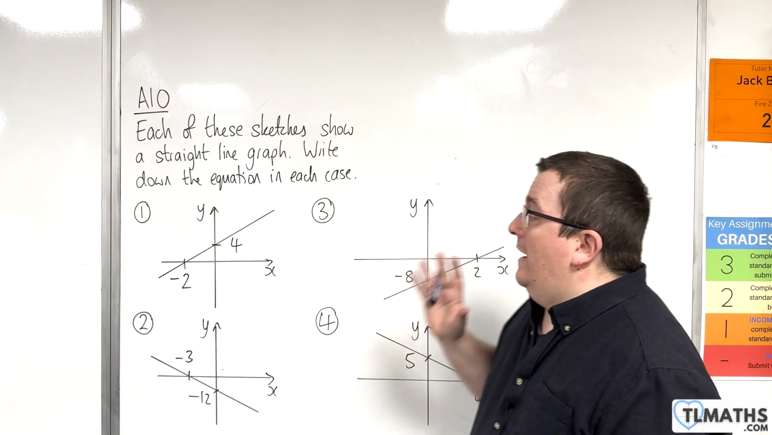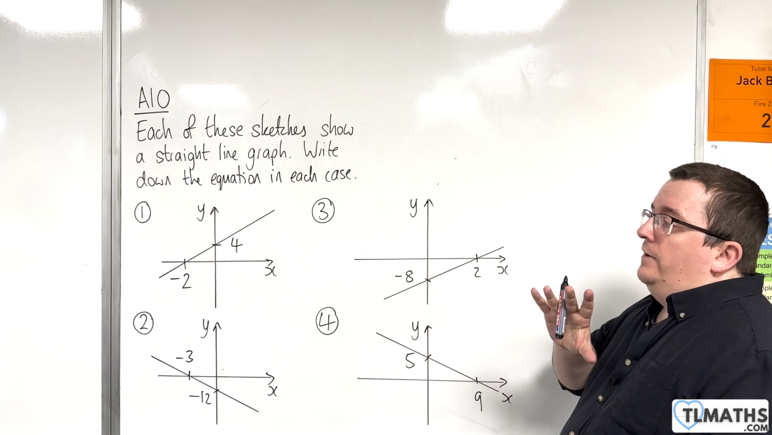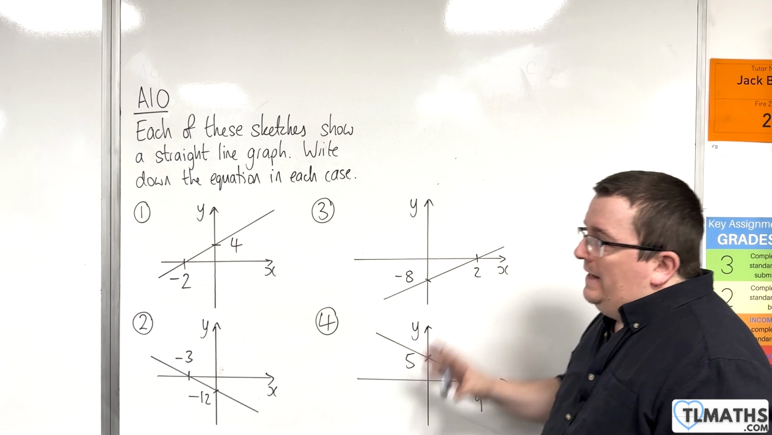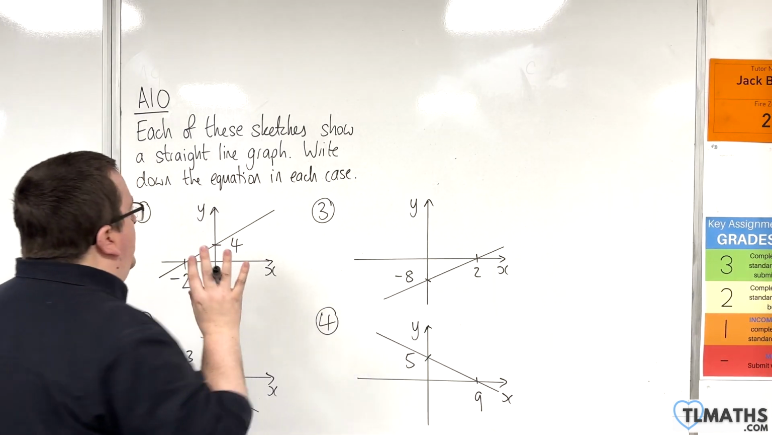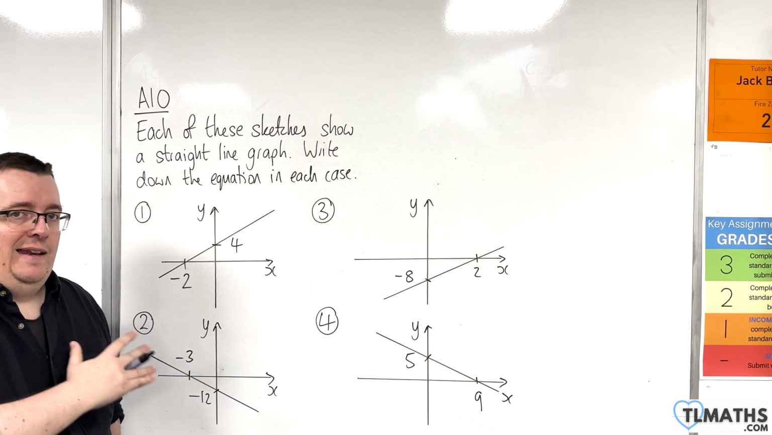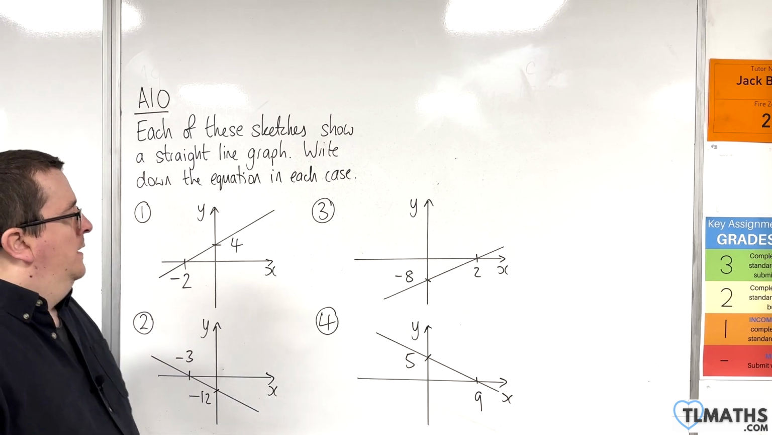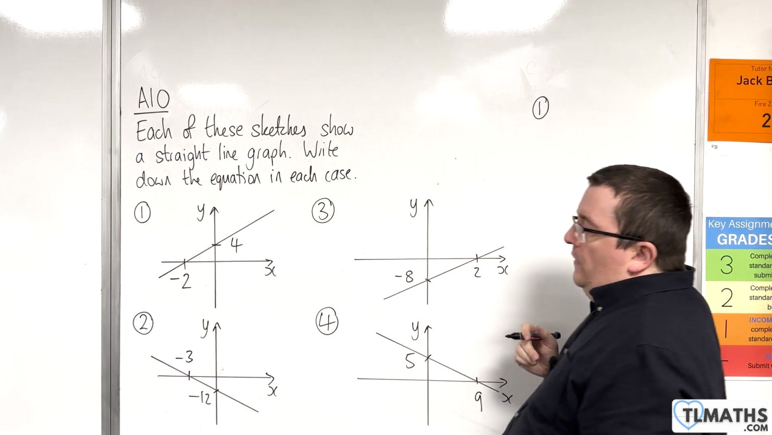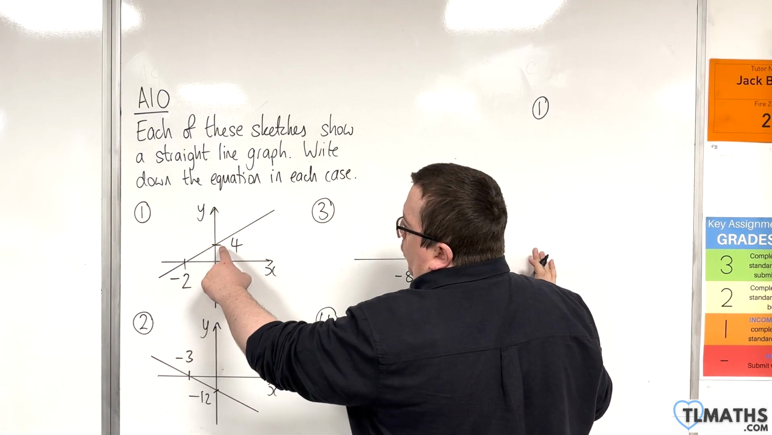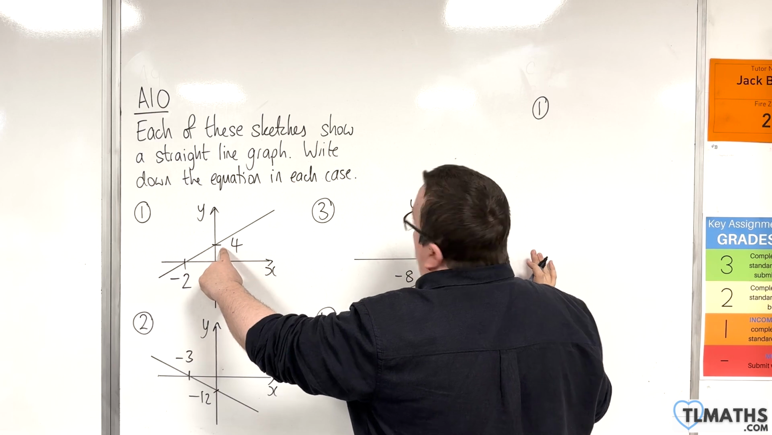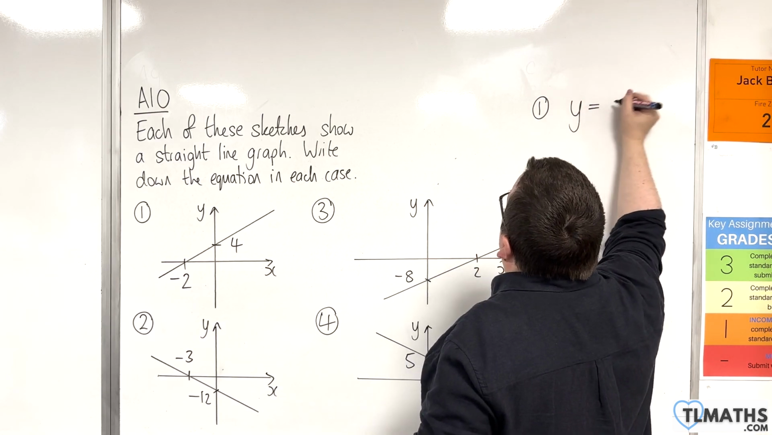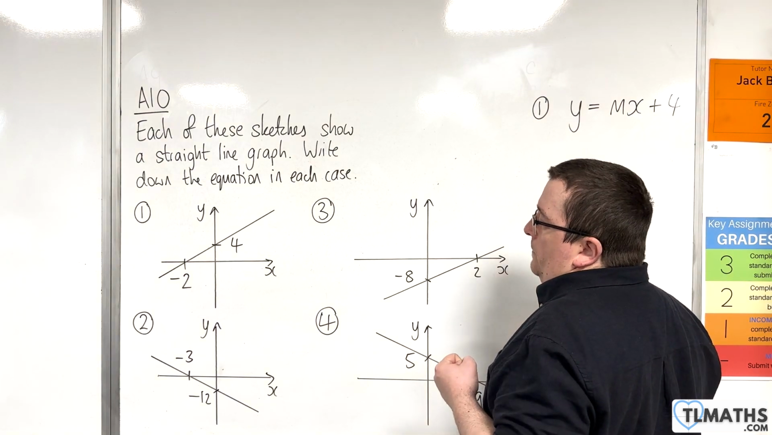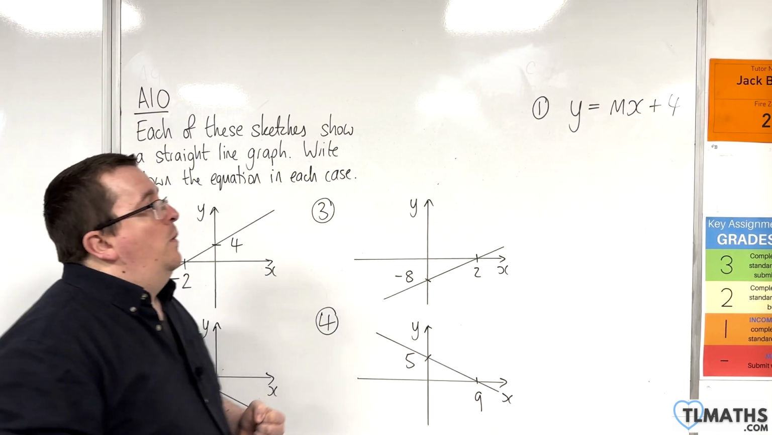So in this video we have 4 graphs, and these are just sketches, so they're certainly not to scale. But what we need to do is write down what the equation of the line is in each of these cases. So let's start with number 1. So the first one here, we have a y-intercept of 4. So we already know it's of the form y equals mx plus 4. We already know that. So what we need to do is work out what that gradient is.